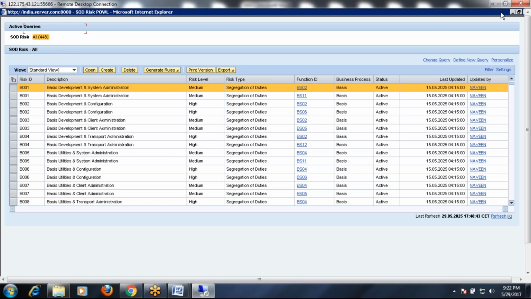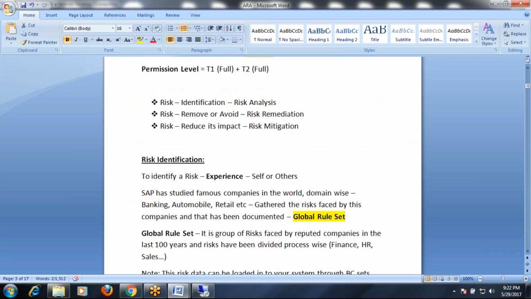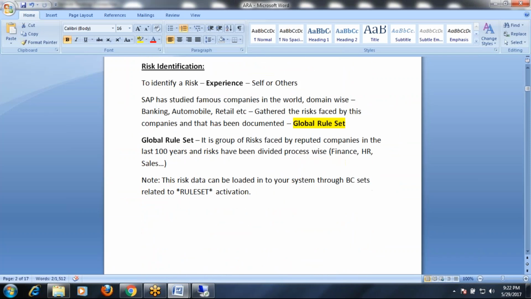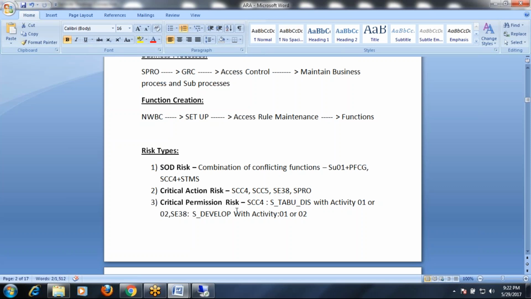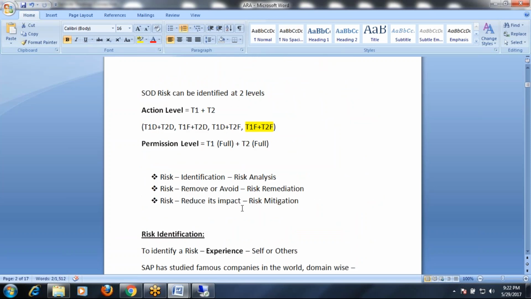So this is all about the introduction to the concept called ARA. I'll stop here for today, because we'll start tomorrow with an example. We'll take an example of how the risks have been created, and we will create one risk ID which is called an S4D risk. We'll create all three types of risks, and we'll also test whether they are working fine according to our design and configuration.